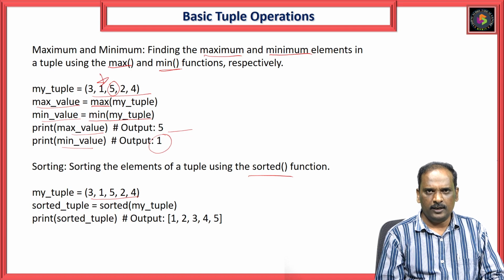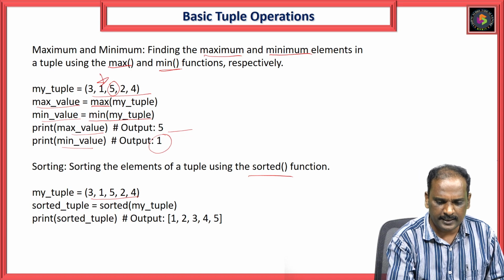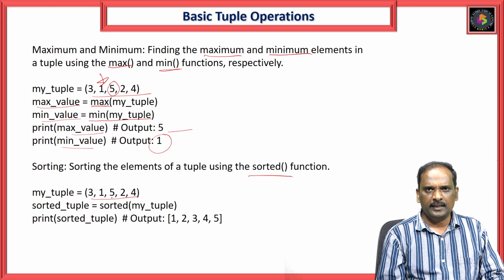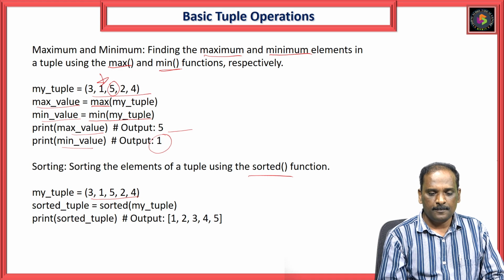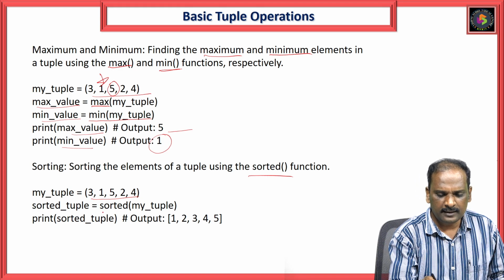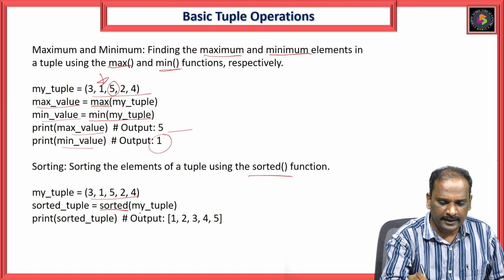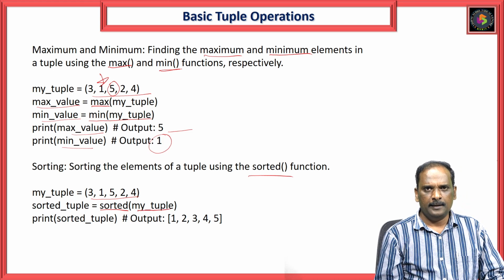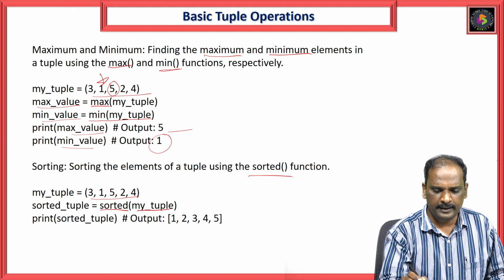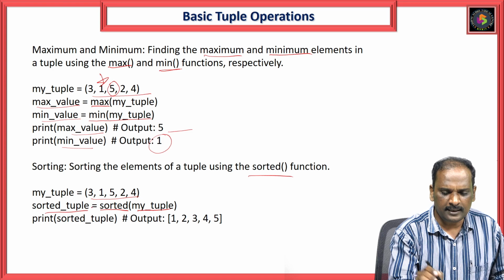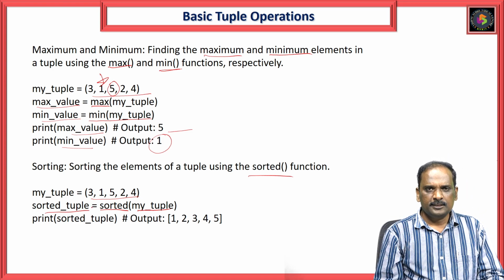They are not in sorted order. Now I want to sort the elements in the ascending order. Here I am applying the function sorted. Sorted will take the argument tuple, so here I am passing that argument as my tuple. I am storing the returned value of sorted in the sorted tuple.